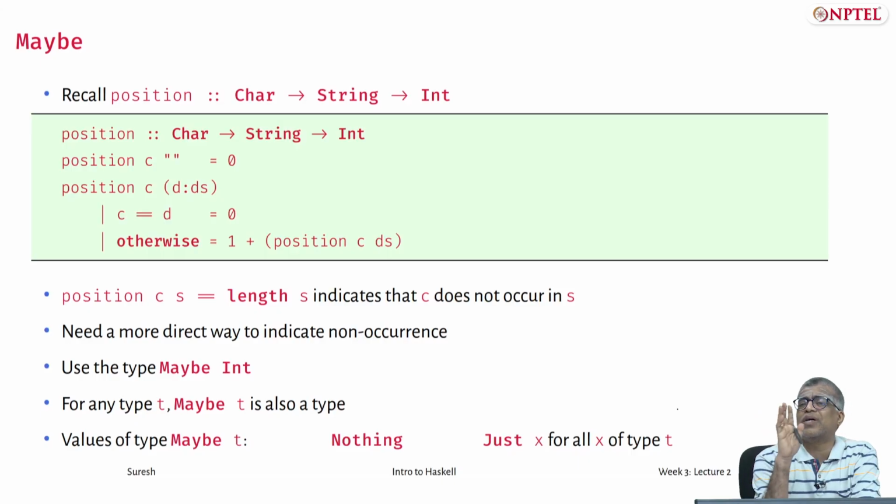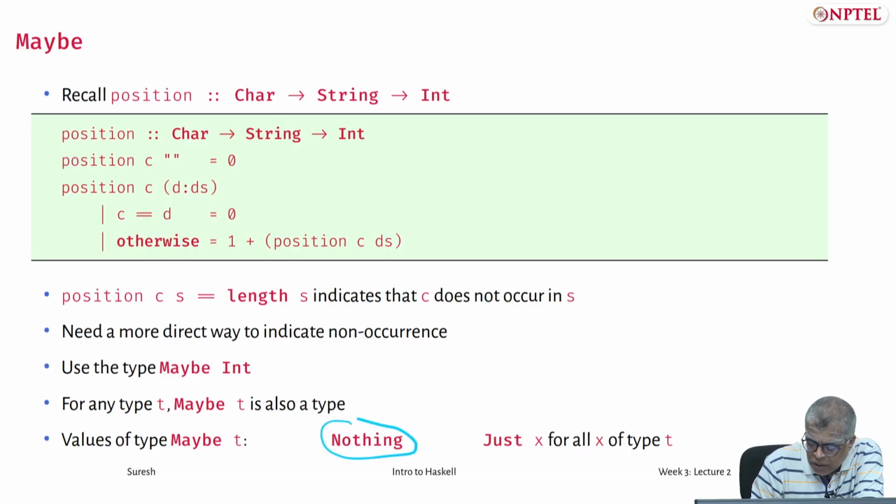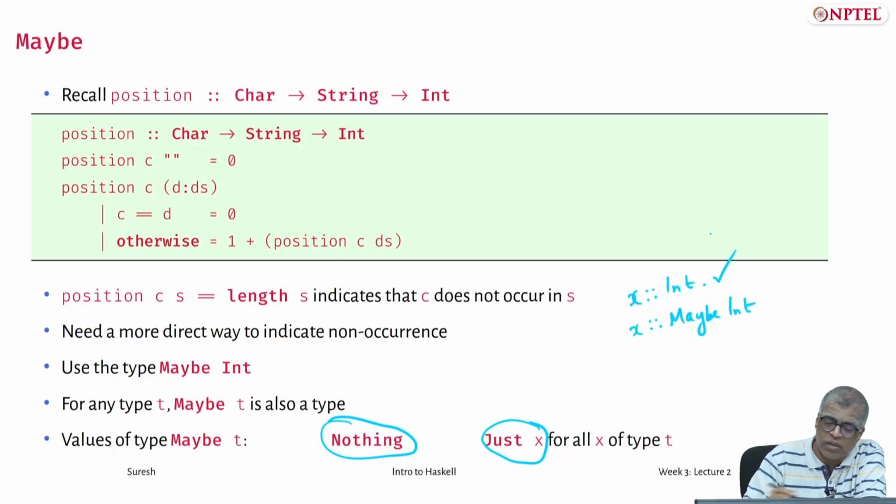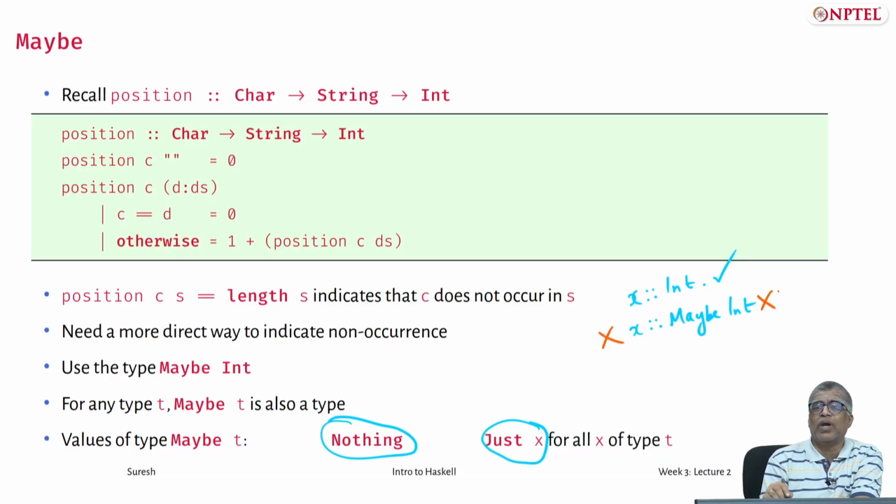And there are always 2 kinds of values for maybe t. One is a null value, which Haskell calls Nothing with a capital N. Another is a normal value, but normal values are always tagged. You don't have untagged values, right? Because x can only be of type integer. x cannot be of type maybe integer. This is right, this is wrong. Okay. So, to make it be of type maybe integer, you would put a tag, and the tag is called Just. Okay.